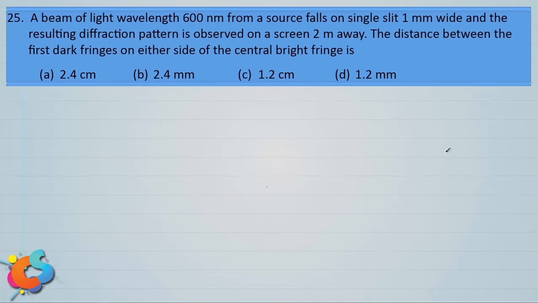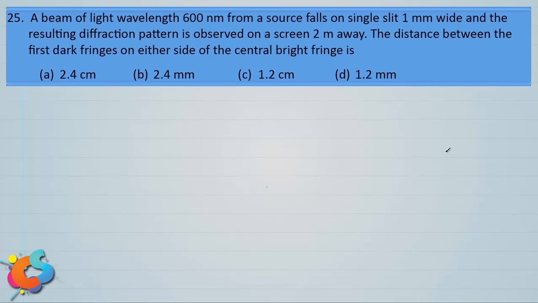Now let's take some more question on Fraunhofer single slit diffraction experiment. A beam of light of wavelength 600 nanometer from a source falls on single slit 1 millimeter wide, and the resulting diffraction pattern is observed on a screen 2 meters away. The distance between the first dark fringes on either sides of the central bright fringe is: options A, 2.4 cm; B, 2.4 mm; C, 1.2 cm; and D, 1.2 mm.